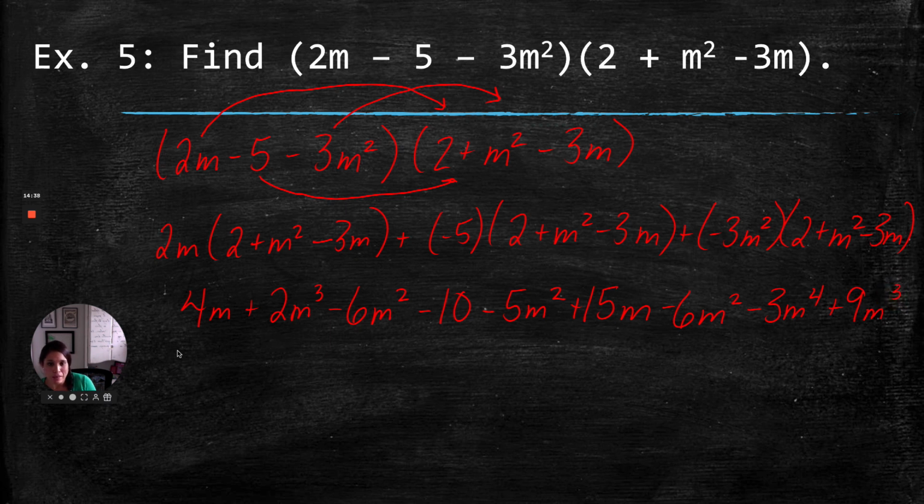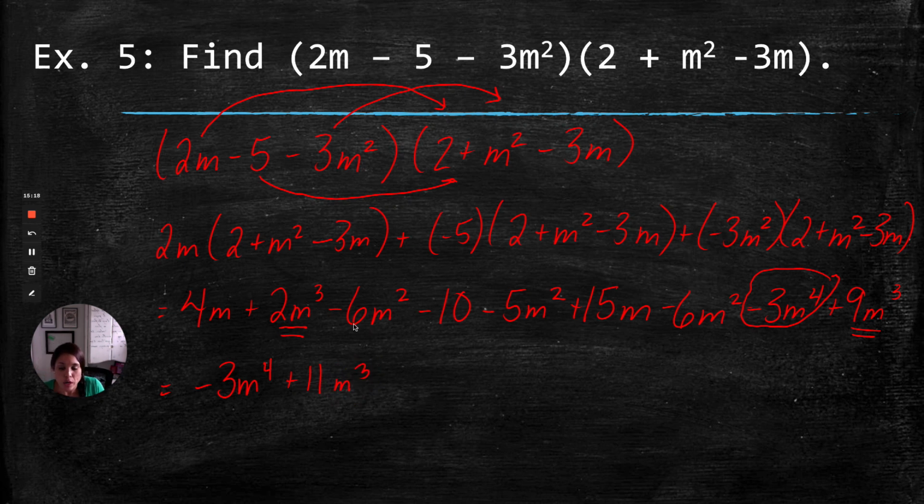We need to bring like terms together. So I'm going to look for my highest degree of exponent, which is right here. That is negative 3m to the 4th power. Let me rewrite that. Negative 3m to the 4th power, because there isn't another one like it. So I'm going to look for my next highest degree, which is m cubed. So I've got an m cubed here, and I have an m cubed here. So 2 plus 9 is 11m cubed.